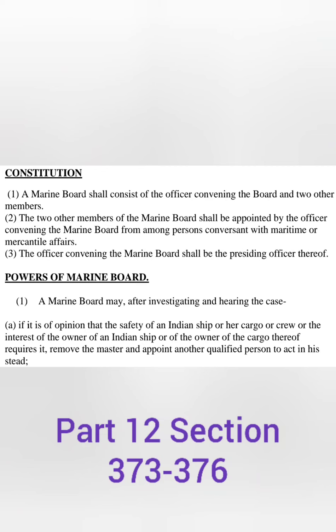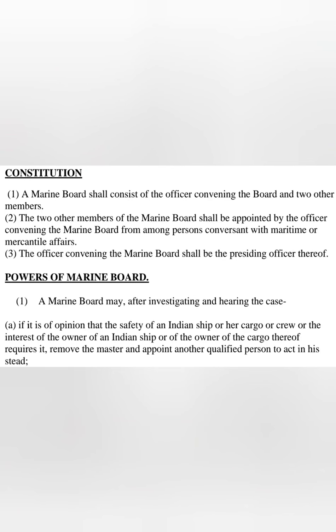Now, the powers of Marine Board. A Marine Board may, after investigating and hearing the case, if it is of opinion that the safety of an Indian ship or her cargo or crew or the interest of the owner of the Indian ship or of the owner of the cargo thereof requires it, remove the master and appoint another qualified person to act in his stead.